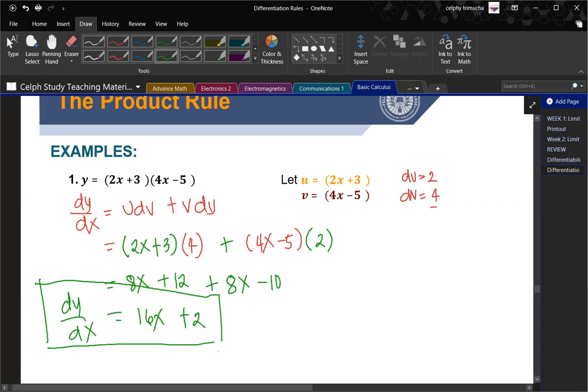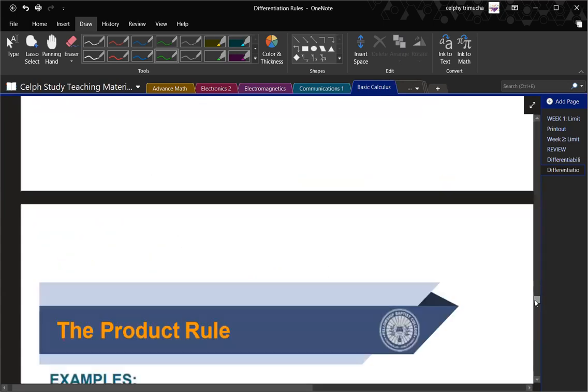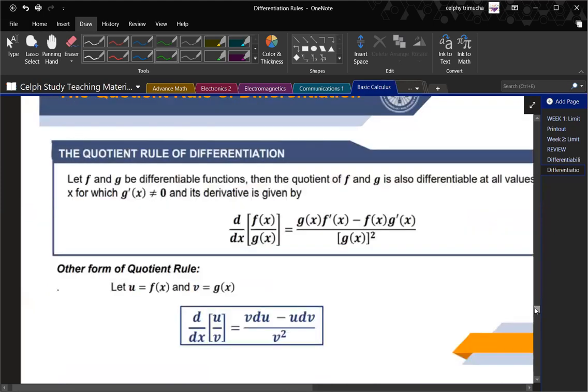Tama natin nga final answer. So, diretsyo na lang ko, hindi ko na magpadayon, di ang another examples. Diretsyo kita sa product, ay sa quotient rule.